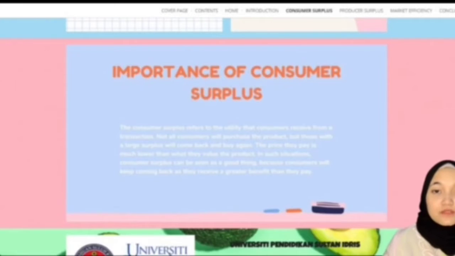The consumer surplus refers to the utility that consumers receive from a transaction. Not all consumers will purchase the product, but those with a large surplus will. The price they pay is much lower than the value. So the consumer surplus can be seen as a good thing because the consumer will keep coming back as they achieve a benefit when they pay.